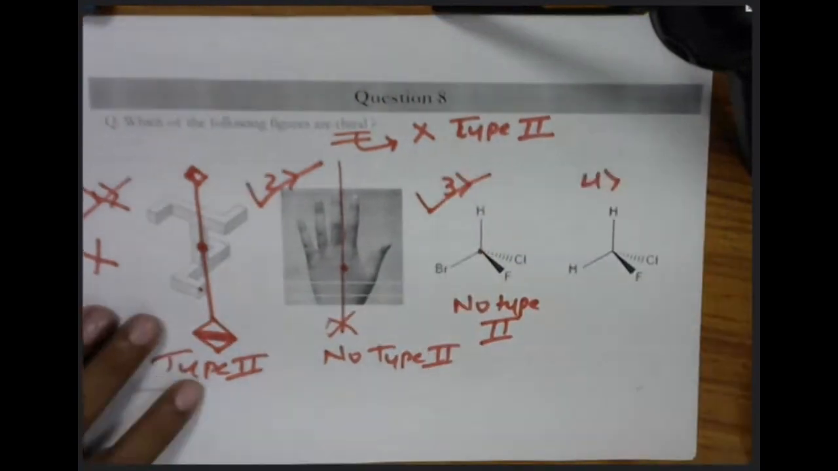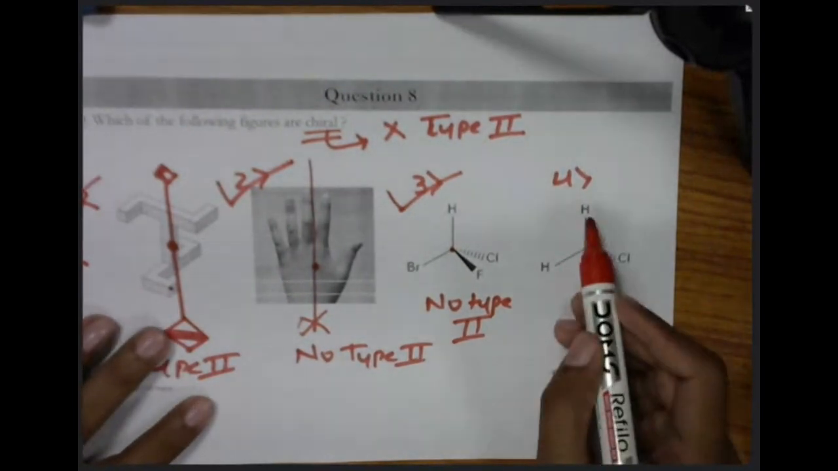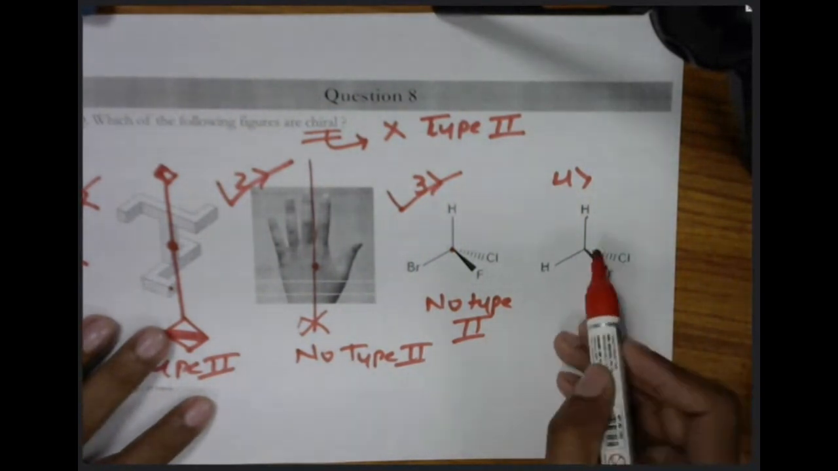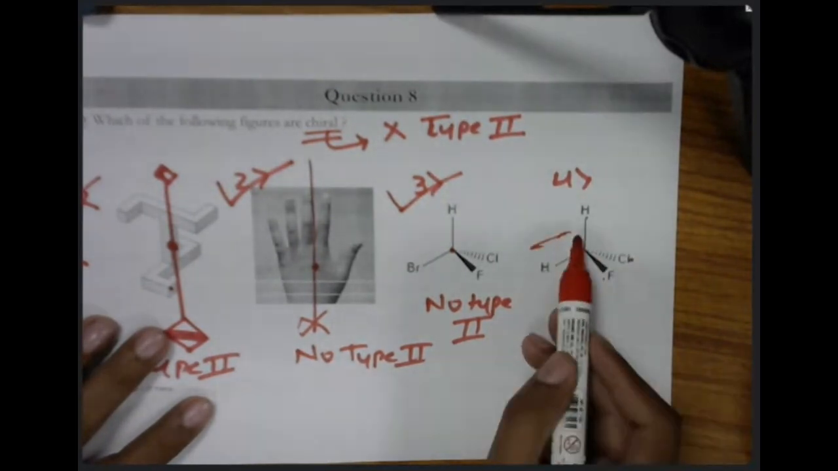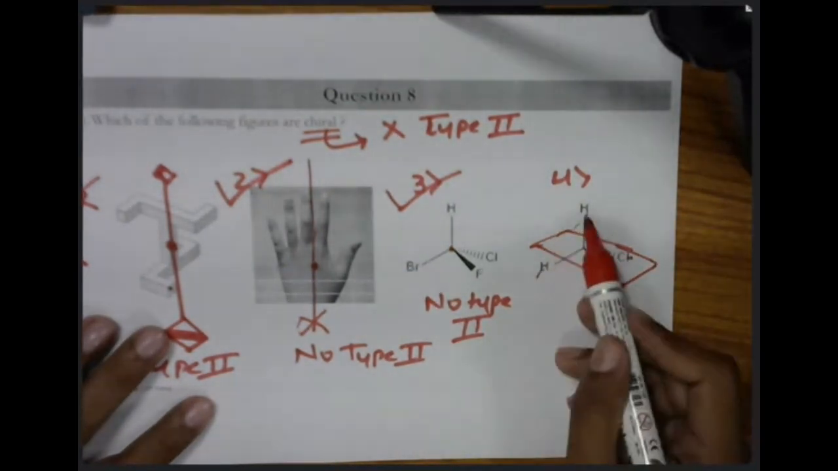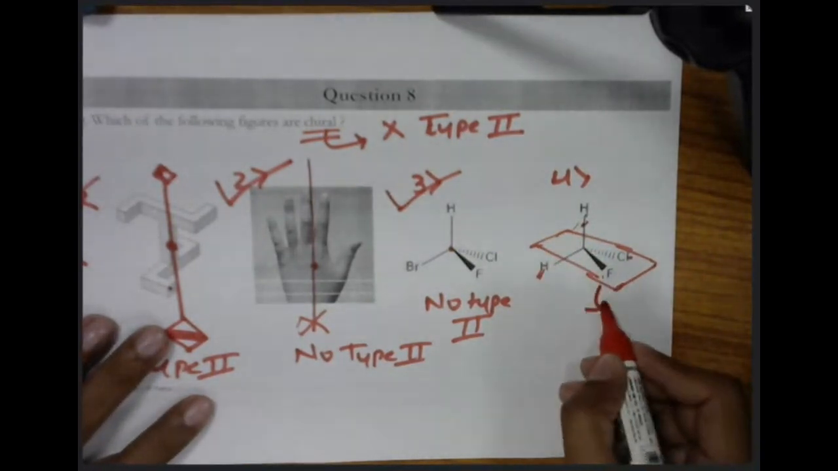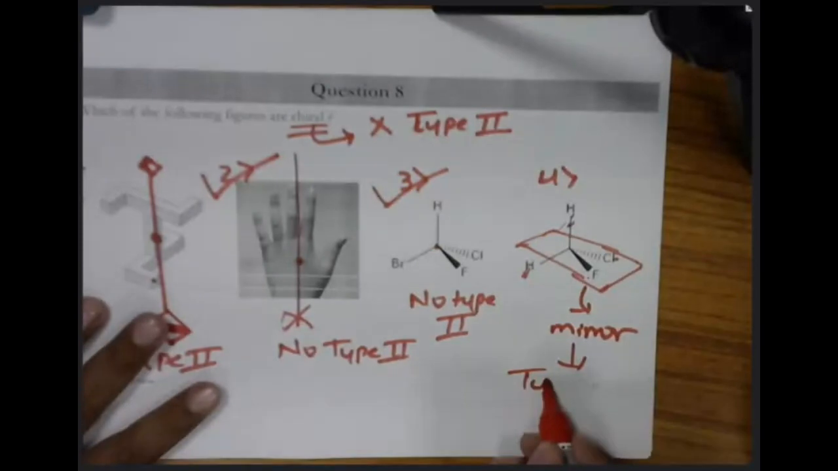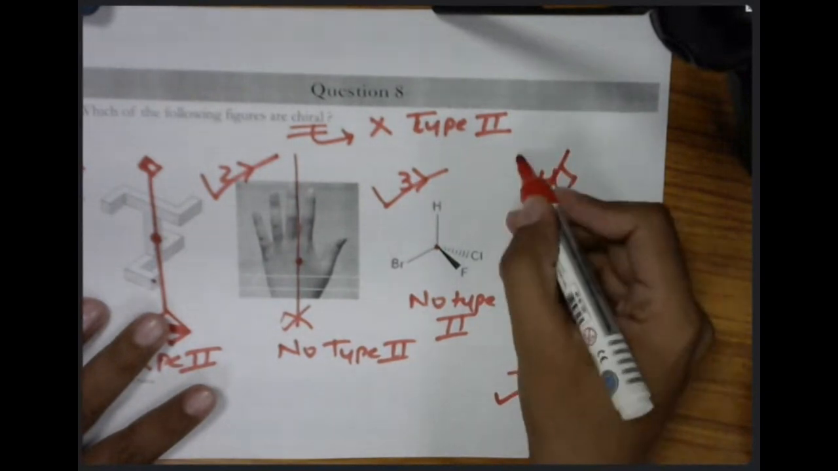What about question number 4? If we see it properly, there are two hydrogens. Considering the mirror plane consisting of the fluorine and chlorine, if I consider this to be the mirror plane which contains both fluorine and chlorine, we can see that the hydrogens can reflect into each other, that is, a mirror is present. And since a mirror is present, which is a type 2 operation, we will say that it is non-chiral.